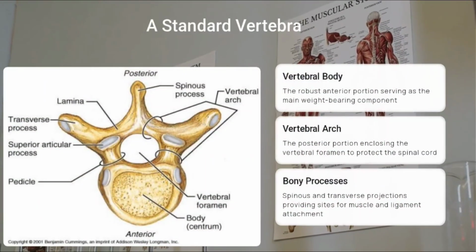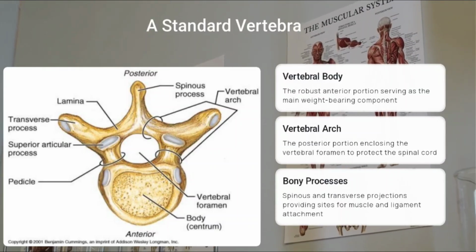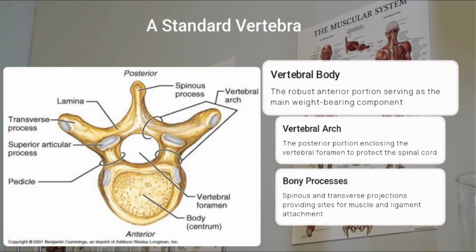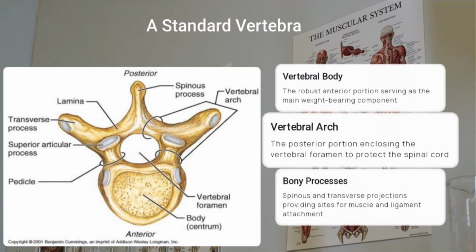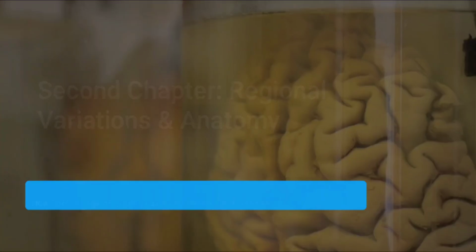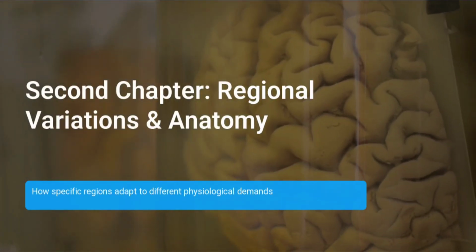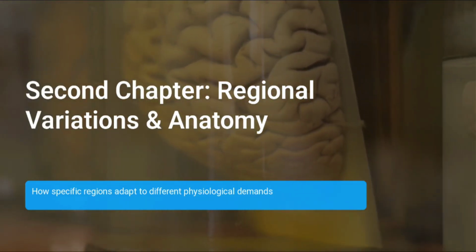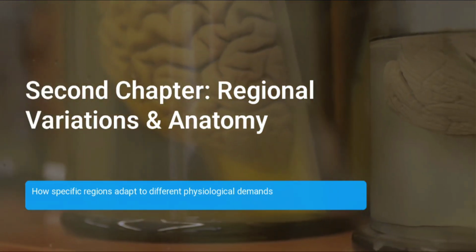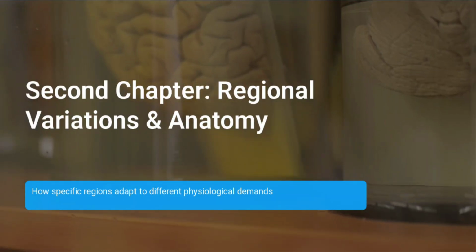Most vertebrae share a common blueprint. The solid anterior body is optimized for weight bearing, while the posterior arch creates a protective canal for the delicate spinal cord traveling within. Moving on to our second chapter, we will discuss how vertebrae adapt as we move down the spine. This will explain the specialized mechanics of cervical, thoracic, and lumbar regions.